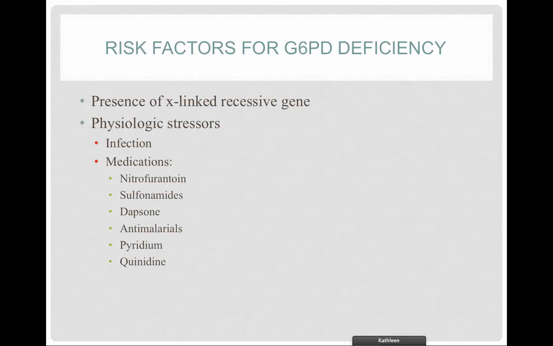Risk factors for G6PD deficiency: presence of an X-linked recessive gene, so it occurs mostly in males. And these are medications that are oxidative and can actually cause a crisis as well. Quinidine is for cardiac arrhythmia. Nitrofurantoin is for UTIs; Macrobid is the other name for it. Pyridium. These medications are risk factors, but it can also be genetic.